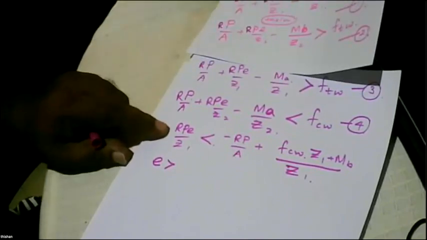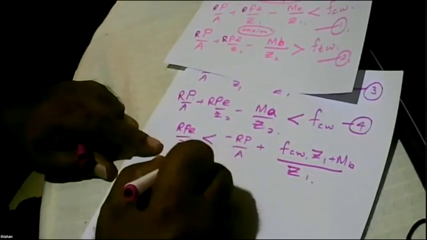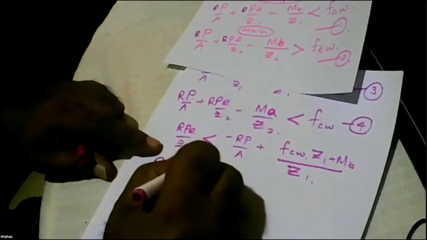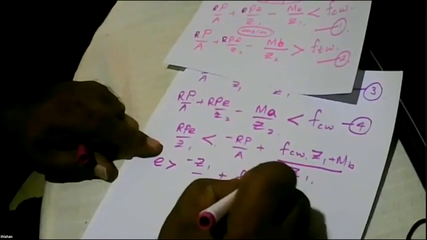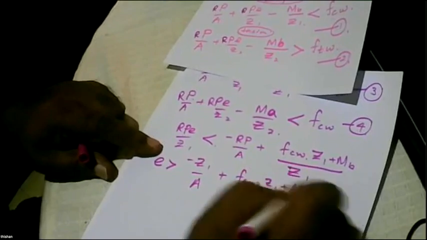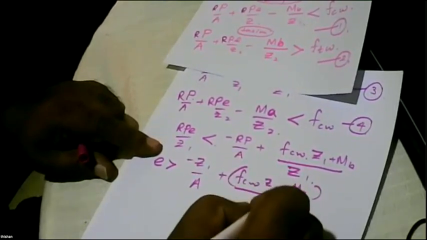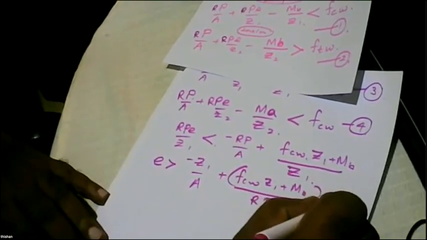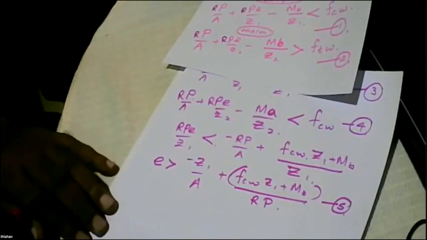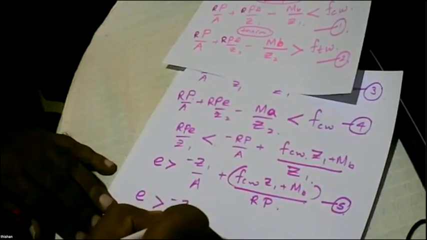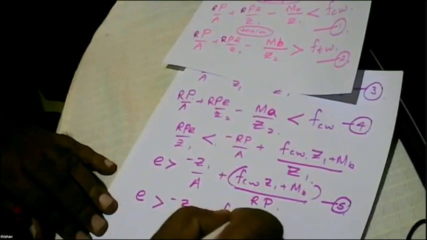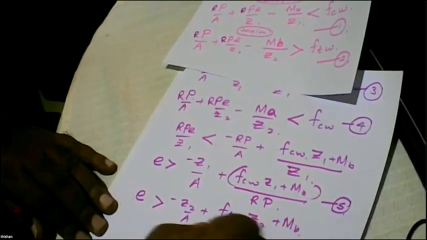Now you see, you can write this equation from this first equation, and because e is negative, Z1 is negative, so we get the inequality in the other direction. So here you get minus Z1 over A plus FCW Z1 plus MB divided by RP. So this will be equation number 5. And from the next equation also you get e should be greater than minus Z2 over A plus FTW Z2 plus MB over RP.